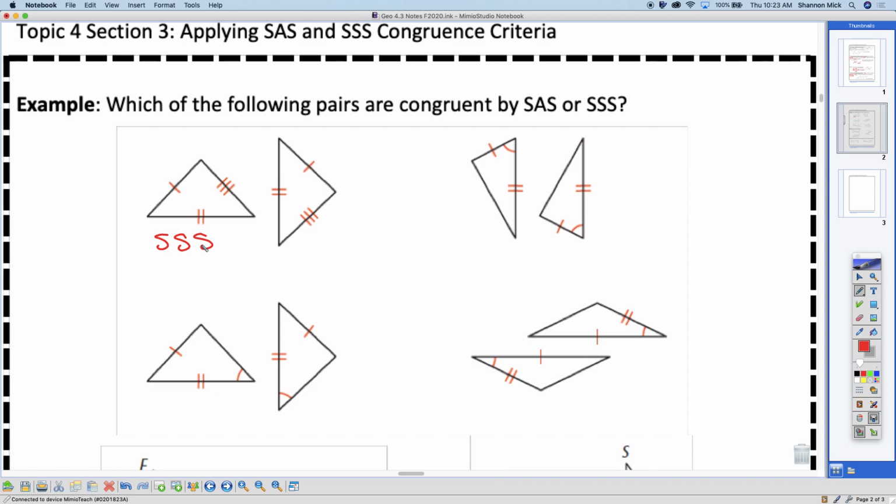Now what about the next one? Side, angle, side. See how I'm just going to go side, angle, side? If I can do that without picking up my pencil, then it's a side, angle, side.